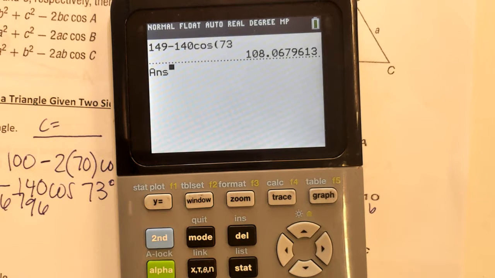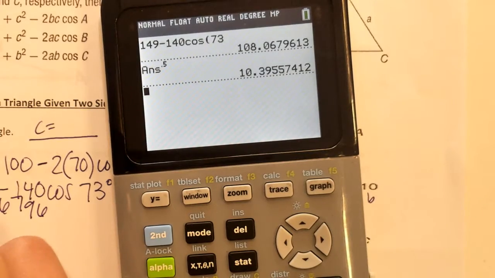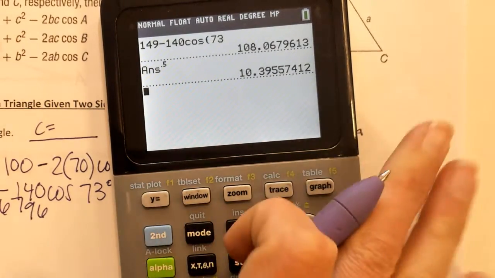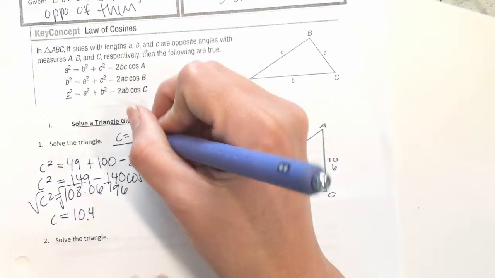Y'all don't know this? Y'all don't know how to take the square root of something using an exponent? Yeah. To the 0.5 power. So C, our side C is, let's round that to 10.4. Was everybody able to get that in a calculator? Okay. So we got C, 10.4.